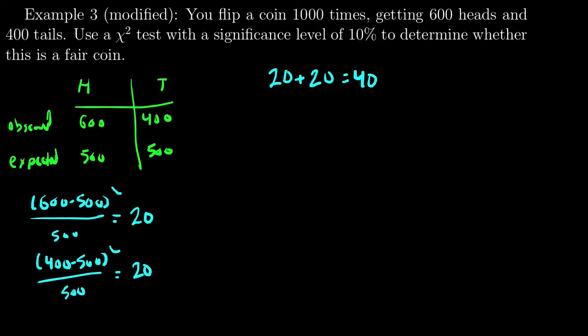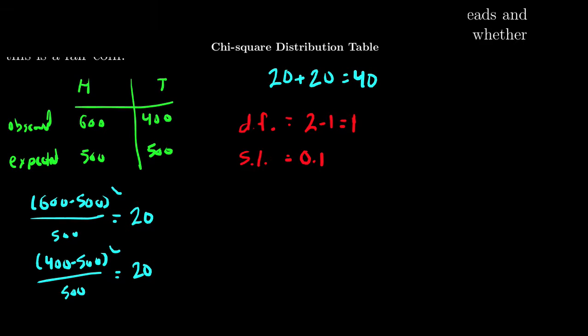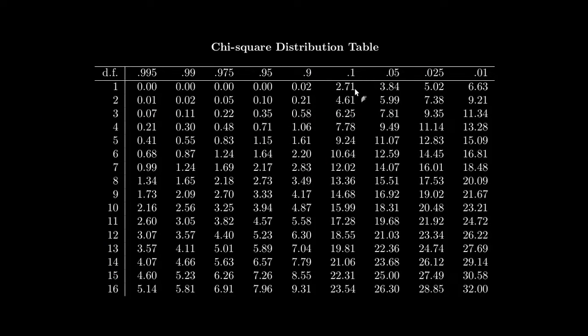But recall, we just did this, so my degrees of freedom, there are two possible outcomes. So 2 minus 1 is 1 degree of freedom. The significance level is 0.1. Back on the table, 0.1 with 1 degree of freedom is 2.71.